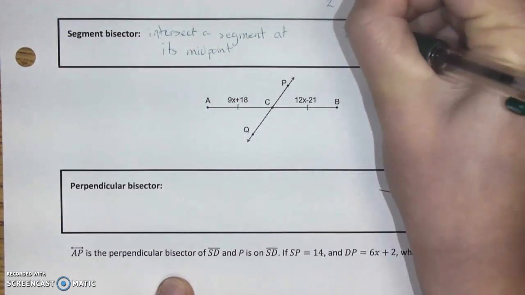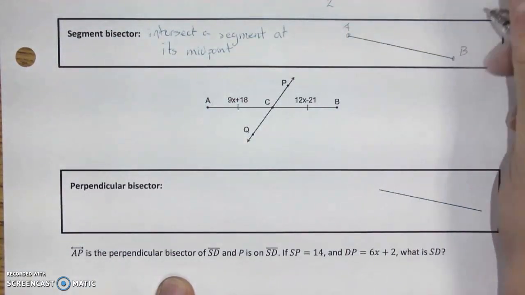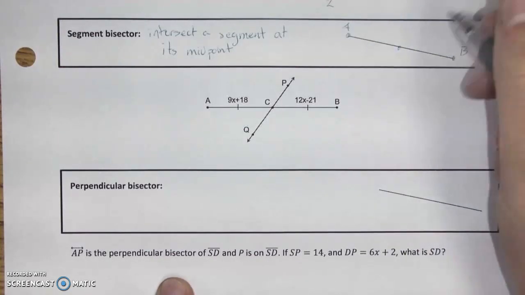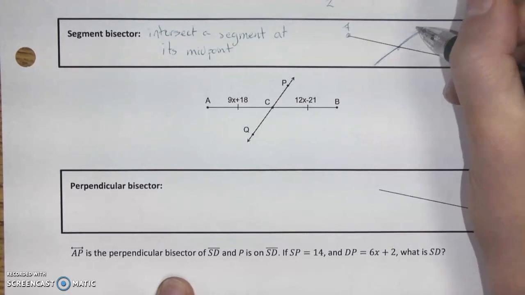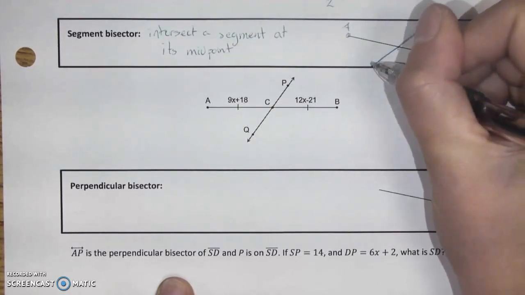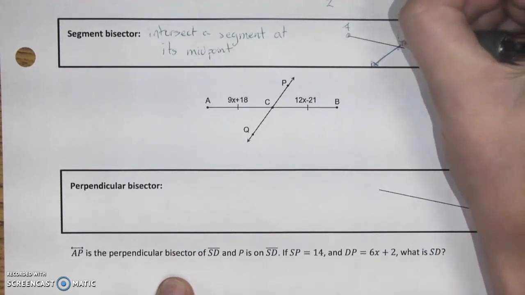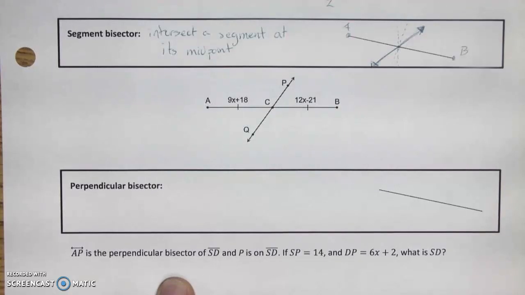Now here I'm just going to eyeball it. If this is AB and I have something coming exactly through its midpoint, it would be like this. Notice that with a segment bisector, we can have it coming at any angle. So that would be a segment bisector, so would this one through the middle. As long as it's coming through the midpoint, it doesn't matter at what angle it hits.